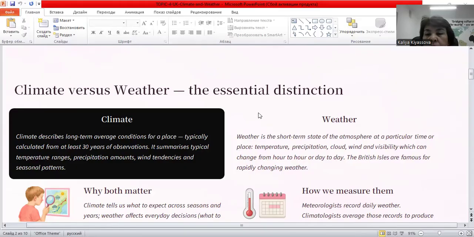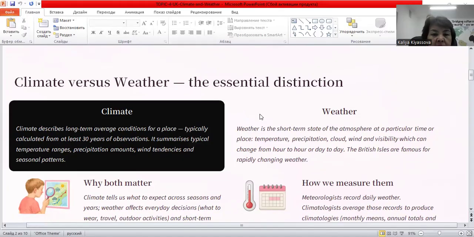Okay, now what is weather? Weather is the short-term state of the atmosphere at a particular time for a place: temperature, precipitation, cloud, wind, and visibility, which can change from hour to hour or day to day. The British Isles are famous for rapidly changing weather.